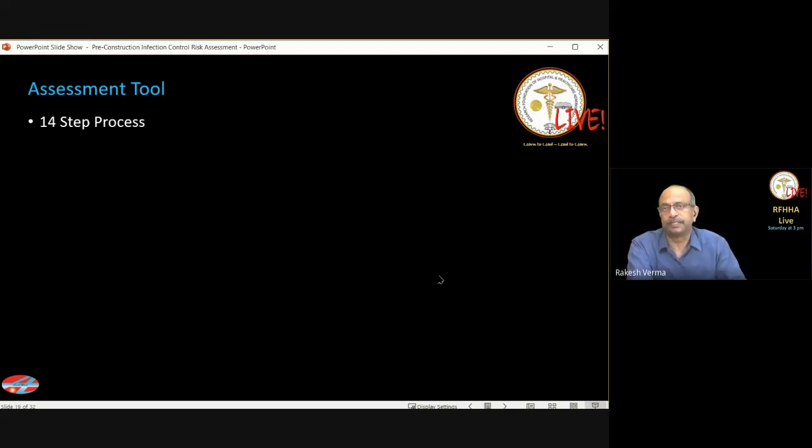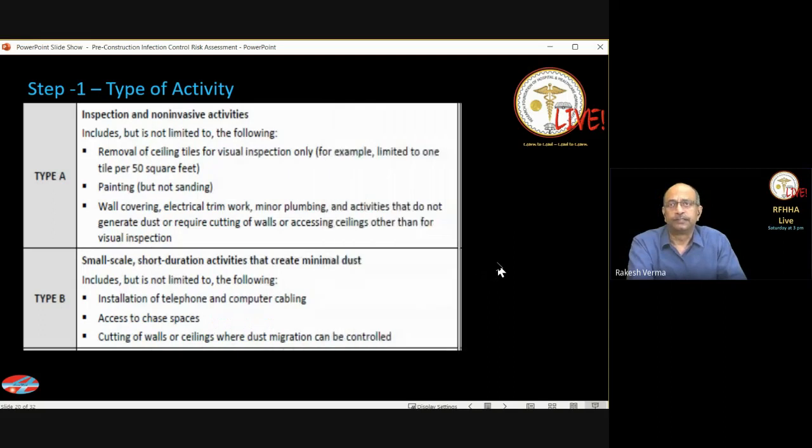So let's look at the assessment tool itself. This is the pre-construction infection risk assessment tool, and it is made up of 14 steps. We will look at all the steps. It is important to know the steps, and you will realize that many of these steps are a logical follow-up from the preceding steps. So there's nothing really too much to remember. But as a presentation, we need to look at the 14 steps. So the first one is to figure out what type of activity we are looking at. The activities are divided into 4 types, type A, B, C, and D.